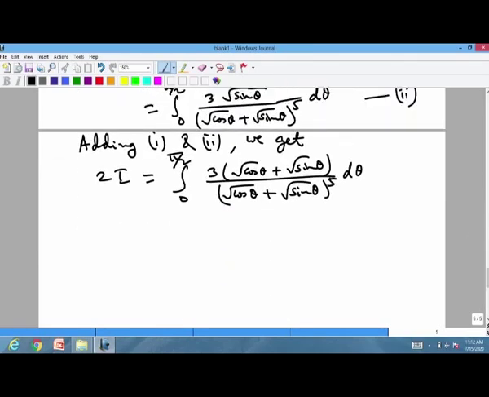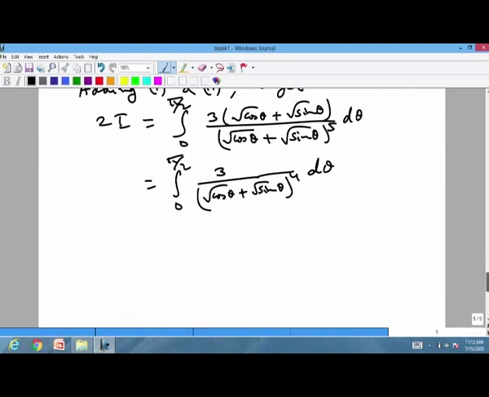So, now we can cancel this and this will be integral from 0 to pi by 2 of 3 over (square root of cos theta plus square root of sin theta) to the power 4 d theta. So, now the problem reduces to evaluating this integral.